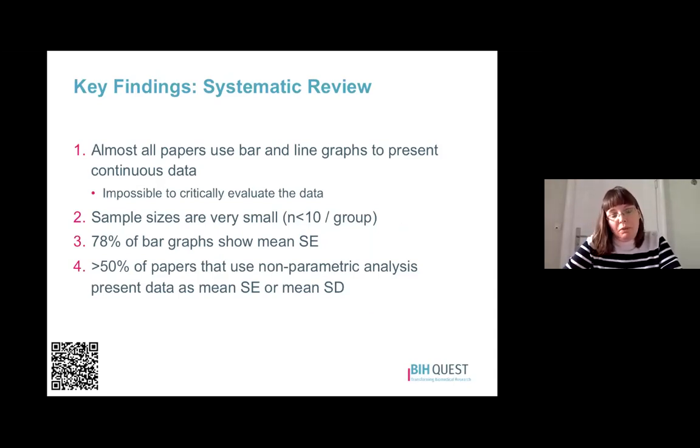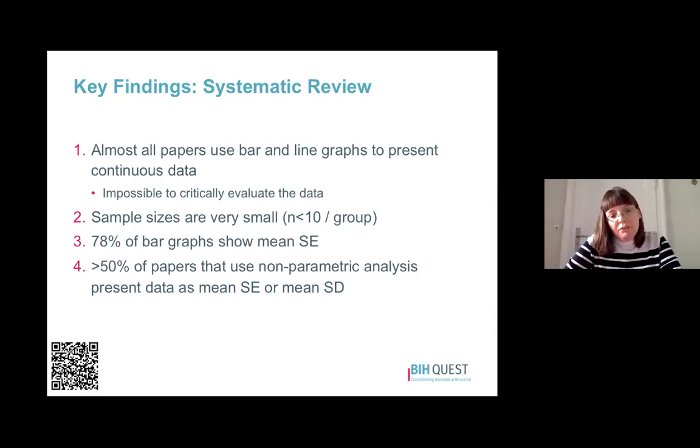And that means that we are using figures that generally make it very difficult to critically evaluate the data and see the data distribution. We also found that the sample sizes were quite small, in most cases less than 10 independent observations per group. The error bars in the bar graphs, 78% of the time, were showing the mean and the standard error. Only 16% were showing the standard deviation. Confidence intervals were very rare. And that means that the bar graphs are telling us about the precision of the mean and not the variability in the data or the overlap between groups.